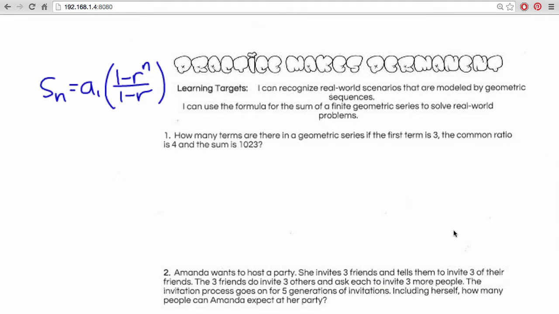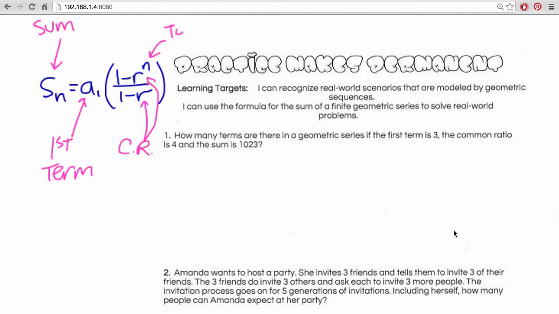And as a recap, each of these terms represents something different. S sub n, that's the sum. A1, that's the first term of your sequence. R, in this case there are two of them, that's your common ratio. And n is the total number of terms. So the information that we know is our first term, our common ratio, and our sum. We're trying to find out the n value.